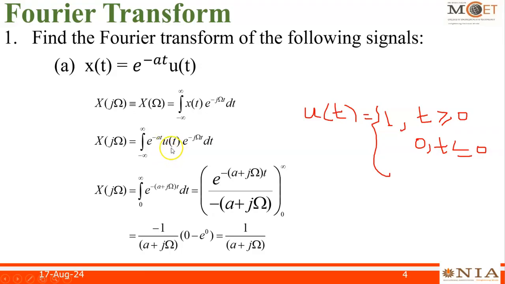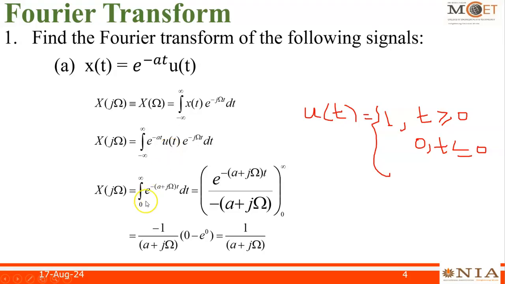Since u of t is available only from t greater or equal to 0, which means u of t has the value 1 when t is varying from 0 to infinity. Whereas from minus infinity to 0, u of t value becomes 0. So if you apply these values in the Fourier transform equation, here you can see the integral is varying from 0 to infinity. In the previous equation, we have the integral value from minus infinity to plus infinity. But in this equation, we have the integral varying from 0 to infinity due to unit step function u of t, since it is available.